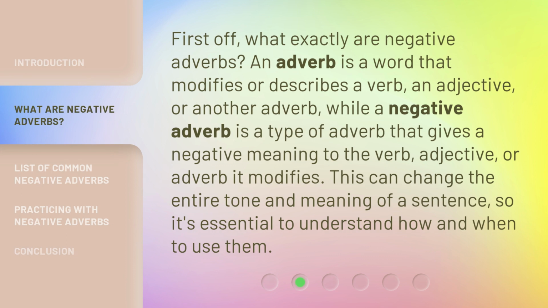First off, what exactly are negative adverbs? An adverb is a word that modifies or describes a verb, an adjective, or another adverb, while a negative adverb is a type of adverb that gives a negative meaning to the verb, adjective, or adverb it modifies. This can change the entire tone and meaning of a sentence, so it's essential to understand how and when to use them.